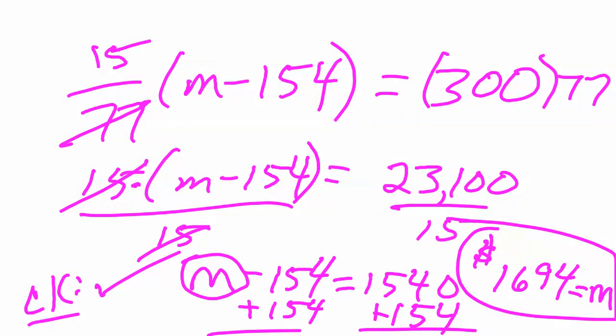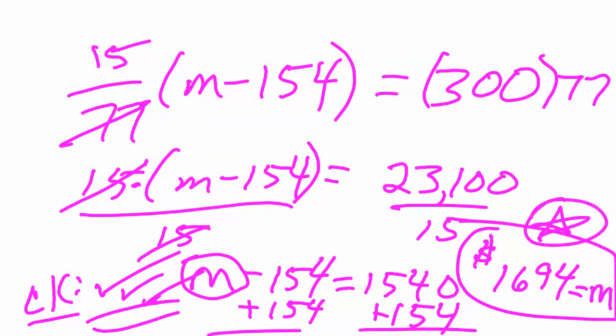So if you go back to the original problem and check all the steps along the way, we actually verified that $1,694 is the amount of money that John started with before he spent it all or gave it all away.